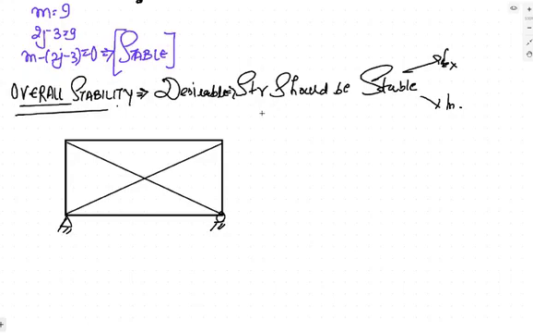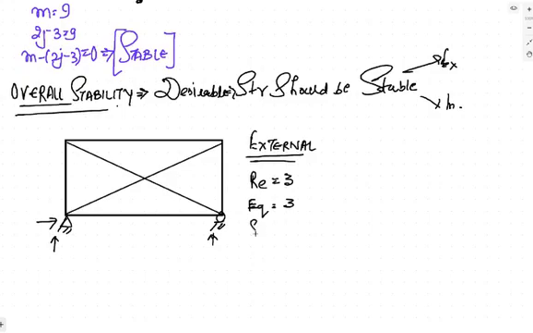Talking about the number of reactions: if you are checking external stability, the number of reactions will be 2 on this one, 1 on this one. There can be 2 reactions on a hinge, and 1 reaction on a roller support. The number of equilibrium equations is 3. So if you check stability, it will be 3 minus 3, which is 0. It means this is externally stable.